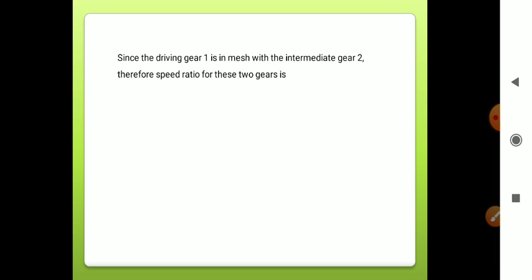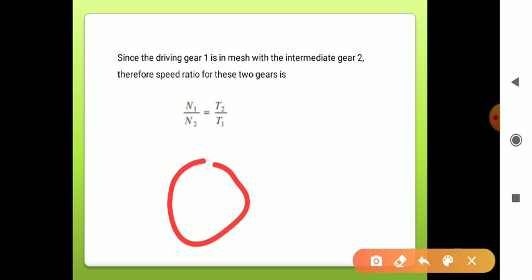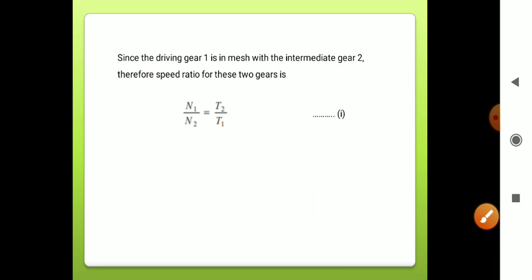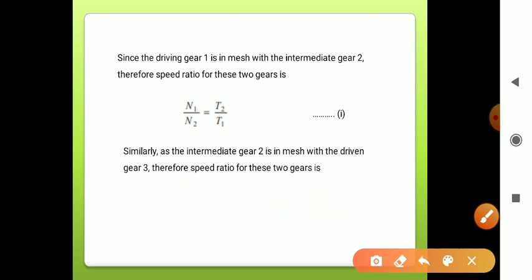Since the driving gear 1 is meshed with the intermediate gear 2, the speed ratio of these two gears is N1 by N2 equal to T2 by T1. This is the speed ratio. Suppose the figure is like this: this is the driver gear, the intermediate gear is here, and this is the driven. This is gear number 1, this is 2, and this is 3. Now the speed ratio between 1 and 2, N1 divided by N2, is equal to T2 by T1. We can call this equation number 1.